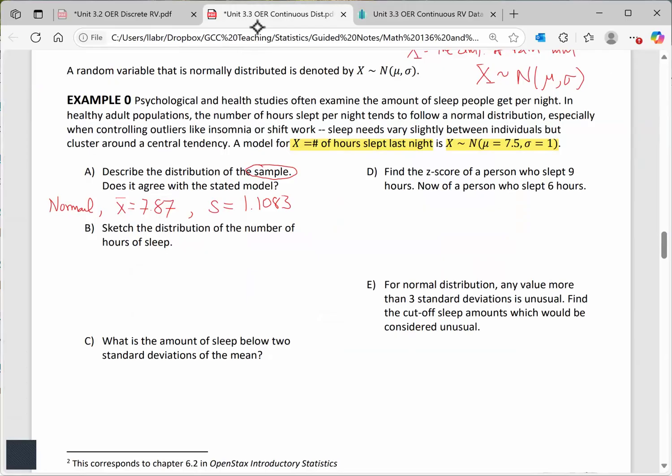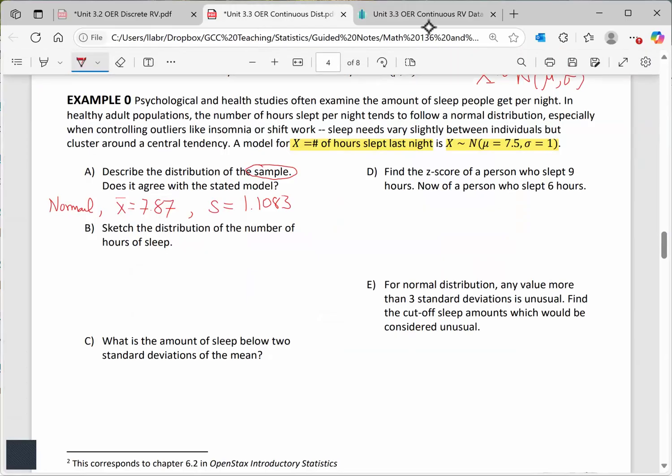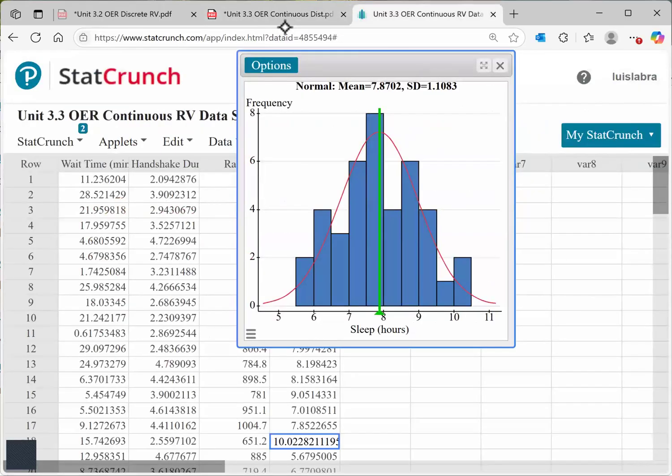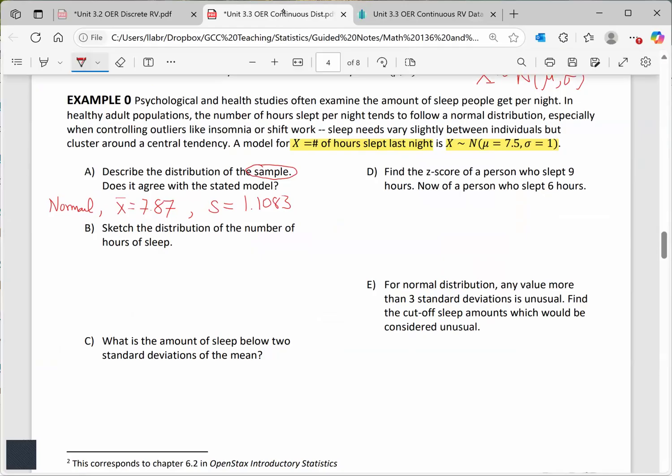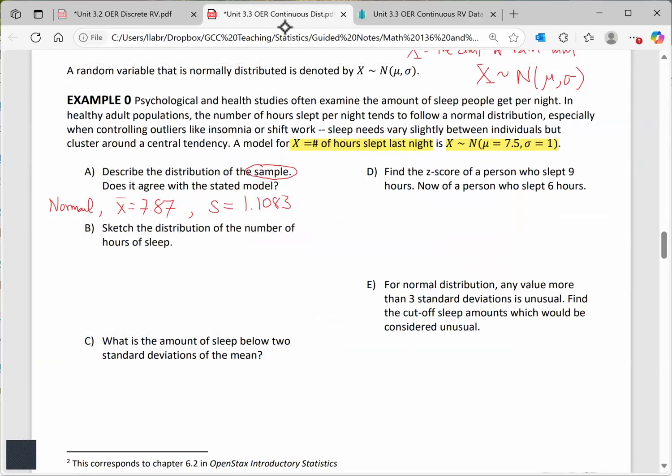Remember that this is a sample, and if you were to take another sample, there will be natural variability. So I go ahead and say that this is actually pretty close. We claimed that the center was 7.5. My sample center was 7.87, so pretty close. Standard deviation was 1, and my sample standard deviation is 1.1. So again, fairly close. Does it agree with the model? I'm going to go ahead and say yes. We'll explore this idea further next week, of whether this is actually close enough.